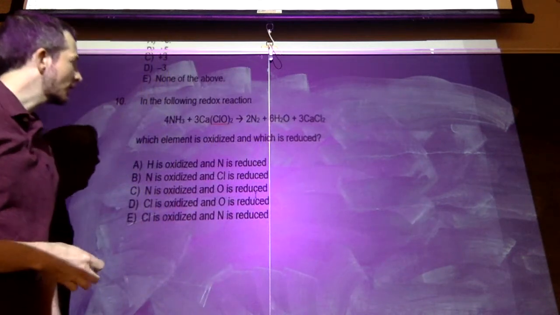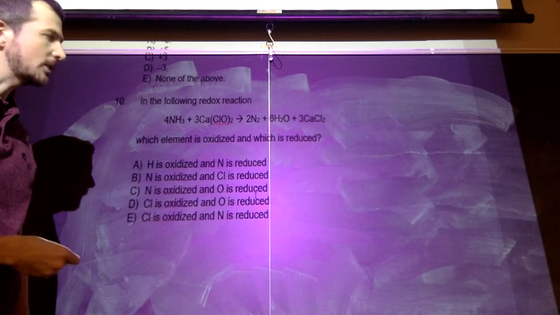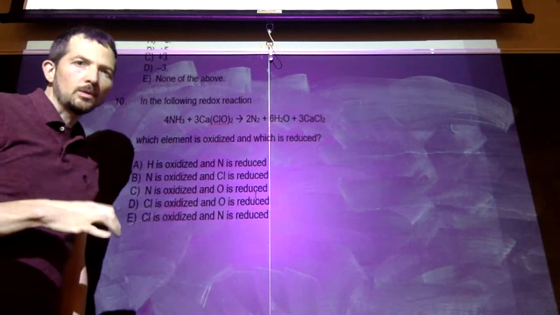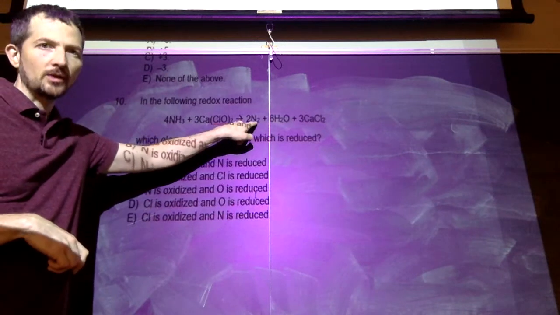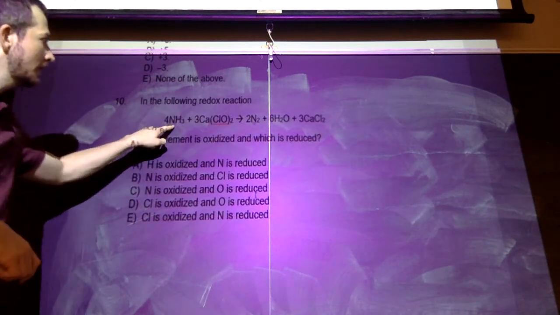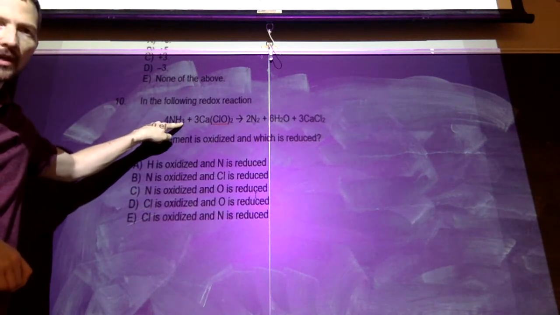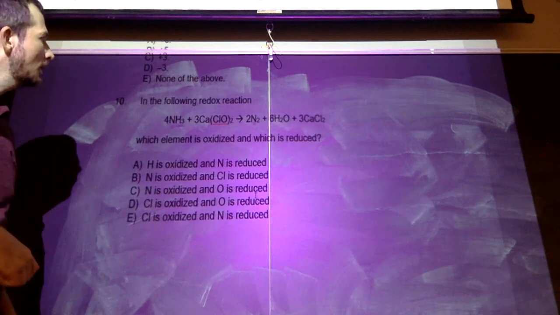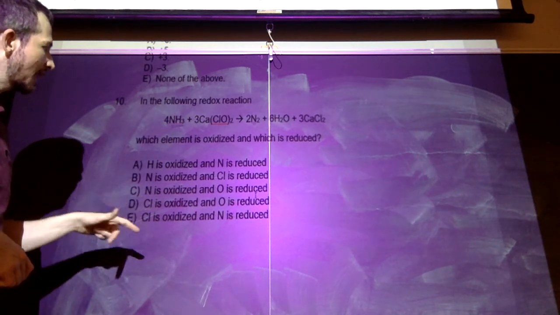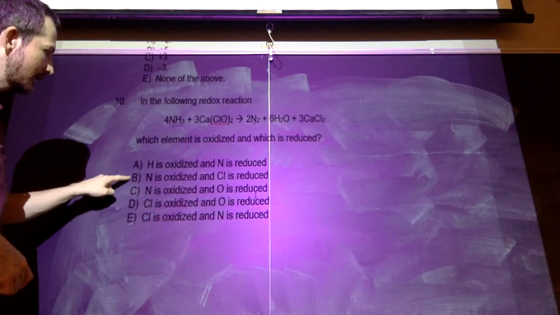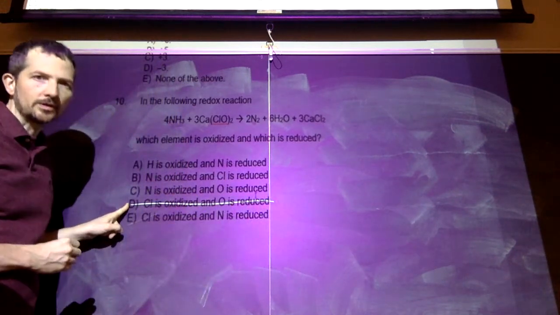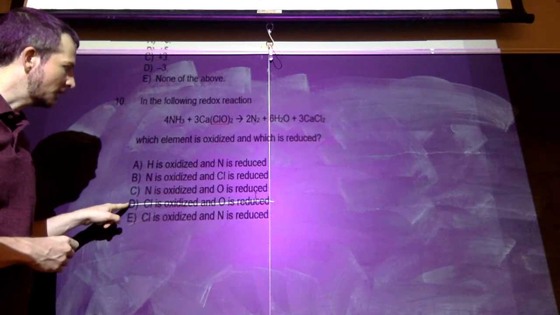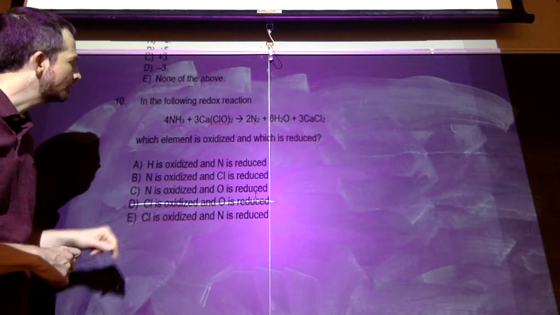So it says in the following redox reaction, which element is oxidized and which is reduced? So I know immediately this is an oxidation reduction reaction because I see nitrogen by itself here, so it's 0 there. And here it's in a compound, so it's not 0. And so I know something's happened to the nitrogen. So if I look at this, there's one of those choices that does not have nitrogen involved in it, so I can eliminate that one.